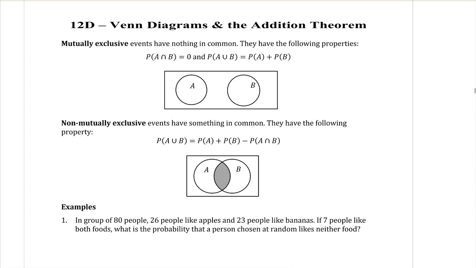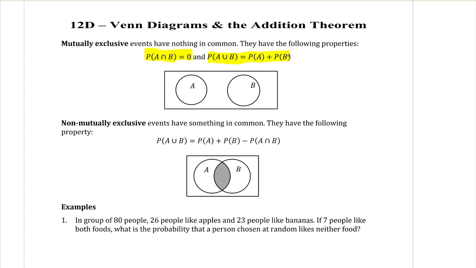Okay, 12D. We are talking about mutually exclusive and non-mutually exclusive events. Mutually exclusive means that the events have nothing in common. They have the following properties. The probability of A and B is equal to 0. There's no overlap, which means the probability of A and B is 0. That means if I want to find the probability of A or B, it's just the probability of A plus the probability of B.